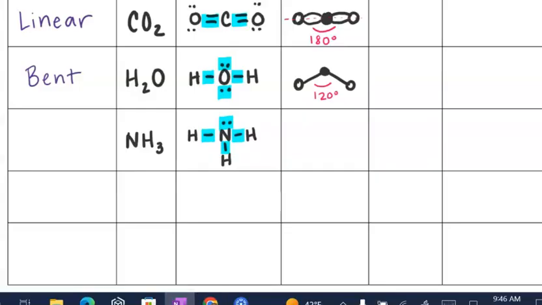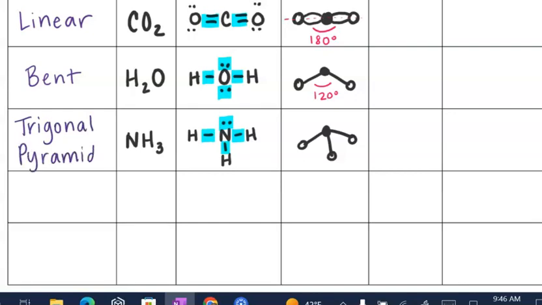So the way we draw that is like this. There is my N in the middle. Here's an H, here's an H, and here's an H. The name for that is trigonal pyramidal, because it kind of looks like a pyramid.